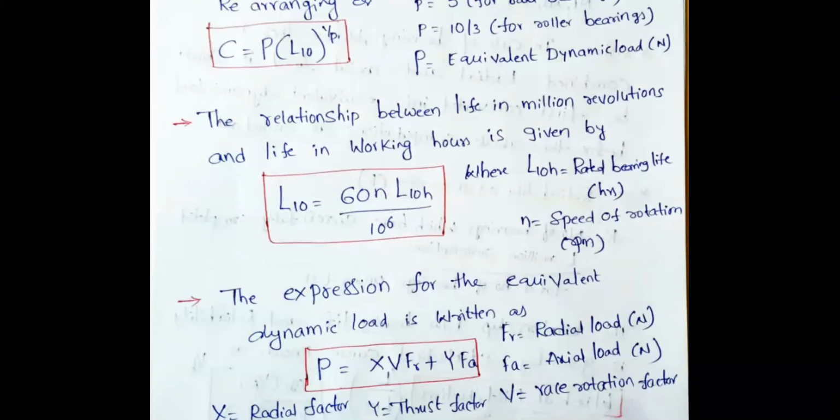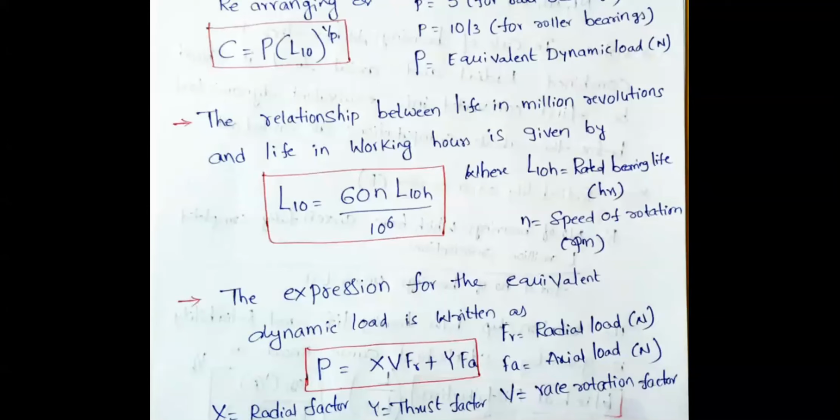Already I explained what is FR and what is FA, where FR is the radial load and FA is the axial load in terms of newtons. And where X and Y are the corresponding factors of radial load and axial load, right? And V, here generally V is called the race rotation factor.